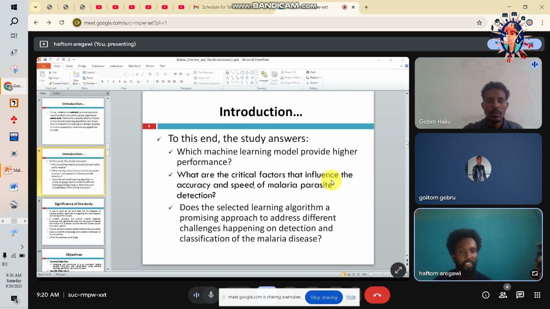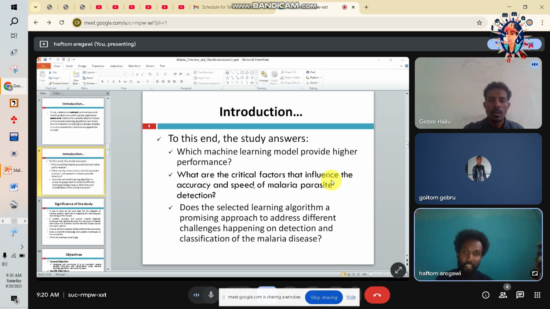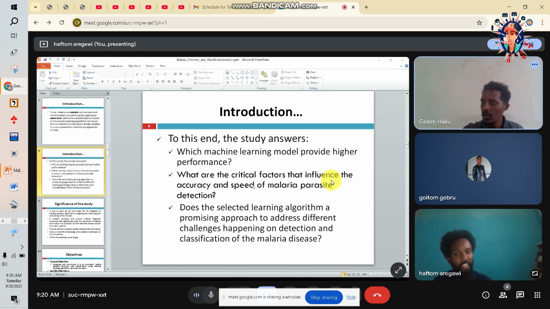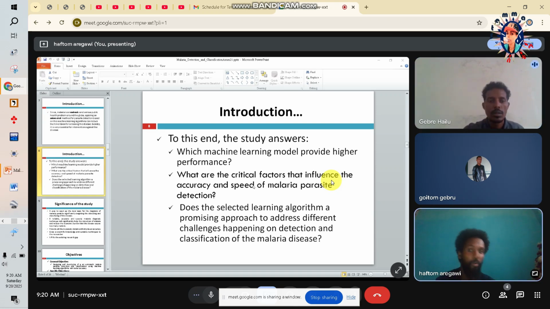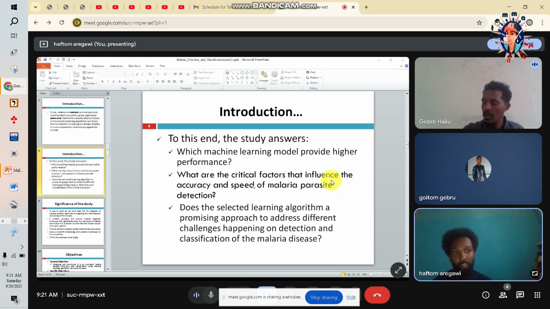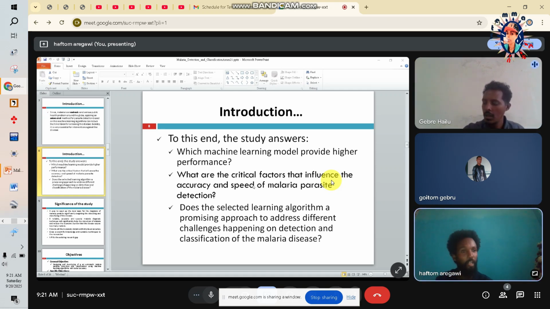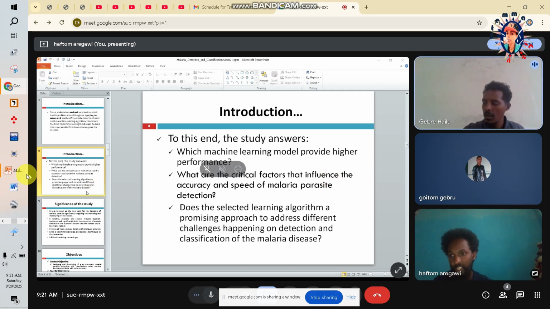What are the critical factors that influence the accuracy and speed of malaria parasite detection? Because it is very critical in medical diagnosis. The third question: is the selected learning algorithm a promising approach to address the different challenges in detection and classification of malaria disease? Especially, we focus on our hypothesis, then evaluate it, then conclude whether it is promising or not for automatically detecting the malaria parasite disease.